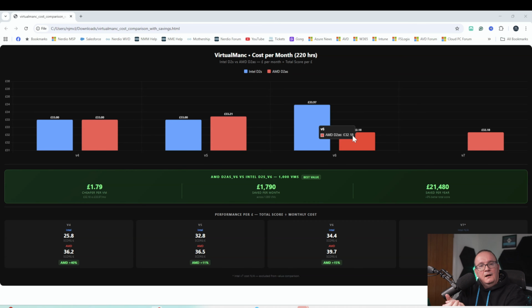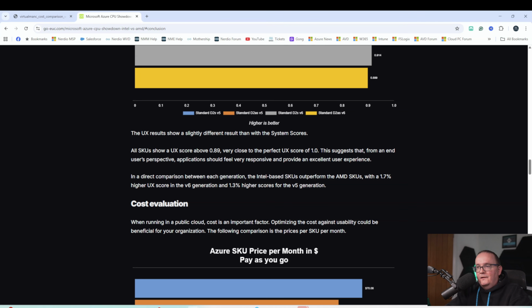Just to back this up, a couple of friends of mine at GoEUC did their own testing. So what did that show? Let's have a look. On the screen, you can see the GoEUC testing, and I want you to read this bit. In a direct comparison between each generation, the Intel-based SKUs outperform AMD SKUs with 1.7% higher UX score, which is user experience score, in the V6 generation and 1.3% higher scores in the V5 generation.